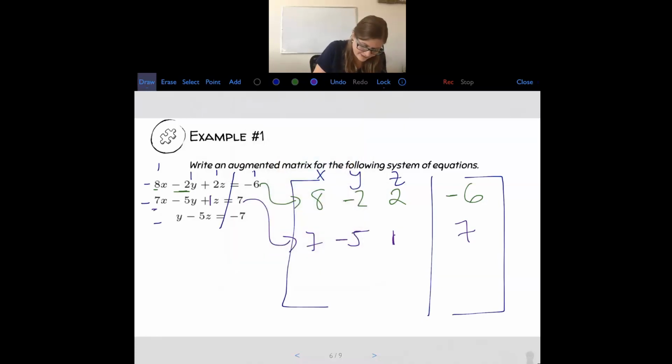Okay, and then let me find a new color. So here we have no x's at all. So this is a case where x is equal to 0. Just like in the equation before, it was just z, so that's understood to be 1z, but x is completely missing from the third equation, so that would be a 0. The number in front of y is 1, the number in front of z is negative 5, and that is equal to negative 7. So this is how you would convert this system of equations into an augmented matrix.